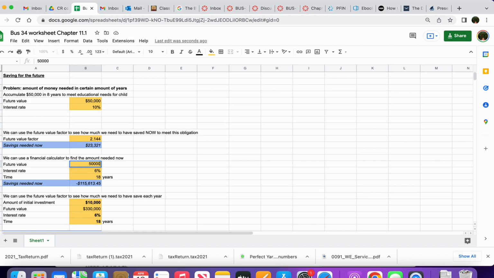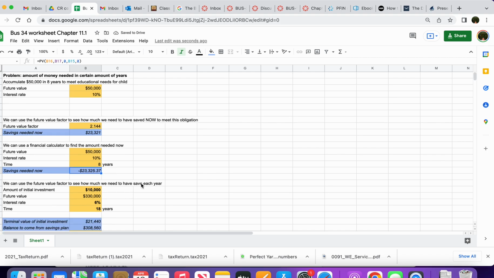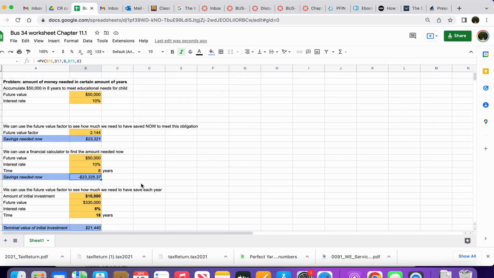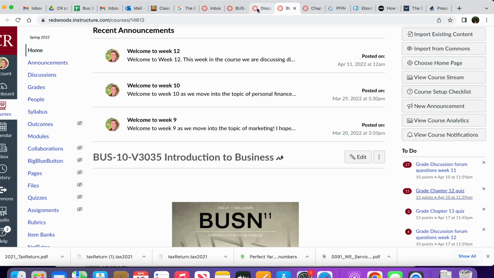Let's try it out with the financial calculator. Future value, $50,000, at an interest rate of 10% in 8 years. Looks like we need to have $23,325 saved. So I'm going to leave the rest of these here for you.